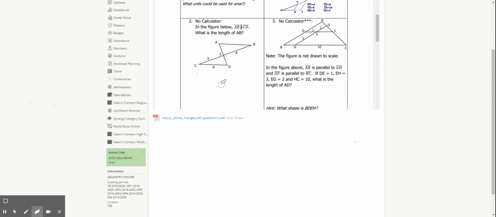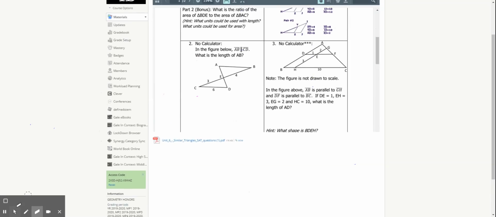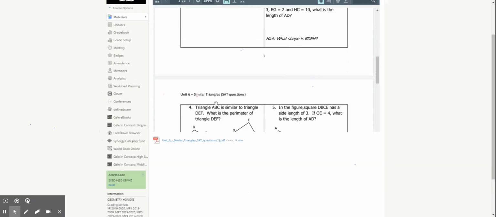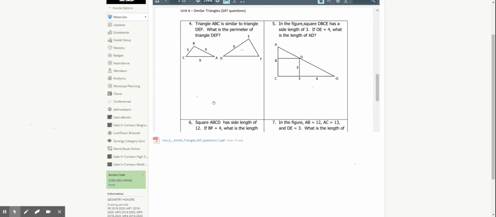All right, 3 down. I guess I need my pointer. And triangle ABC is similar to triangle DEF. So AB goes with DE, and BC goes with EF, and AC goes with DF. So we're just going to set up those proportions.